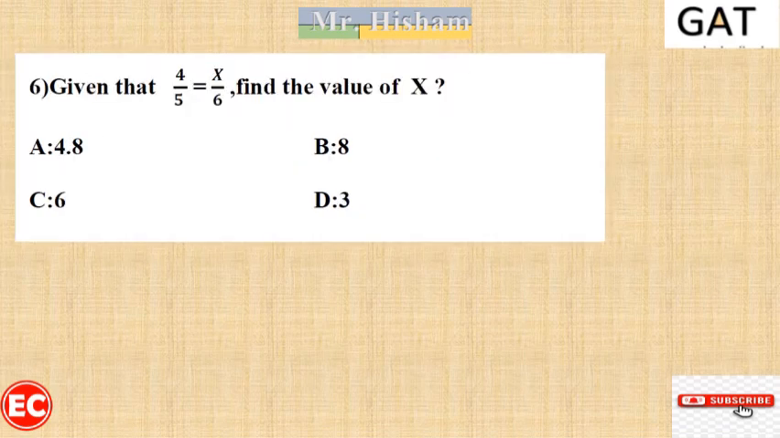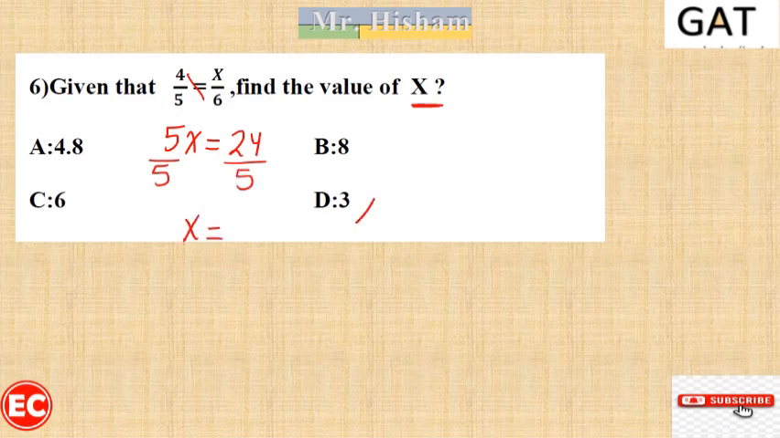Given that 4 over 5 is equal to x over 6, find the value of x. As we can see clearly, I can make cross multiplication. So 5x is equal to 4 times 6, which is equal to 24. Then I need to divide both sides by 5. So x is equal to 24 over 5. Of course, it's not 3, and it's not 6, and it's not 8. So it's clear for us that the answer is 4.8.